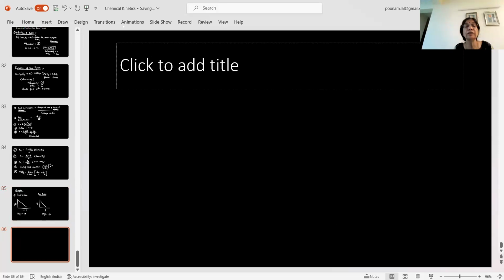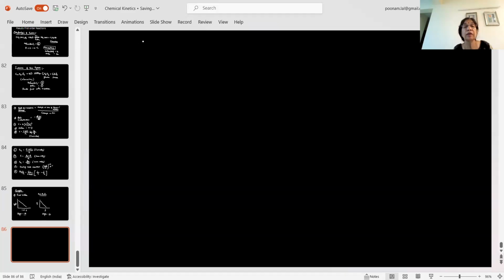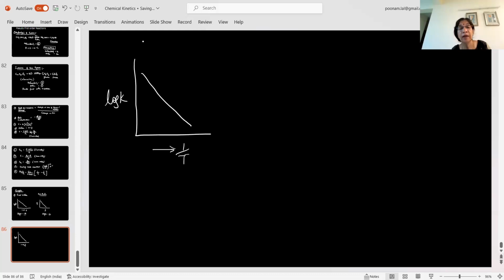Then the next type of graphs that you should know, two more graphs. The next graph is of the Arrhenius equation. If I draw the graph between 1 by T and log of k, then I get a negative slope. And here the slope of the graph is minus Ea by 2.303 R. All right, so that will be the slope.